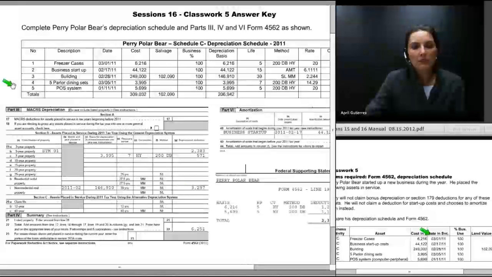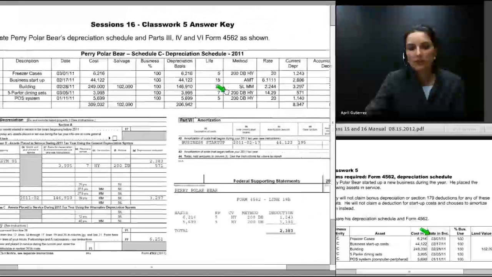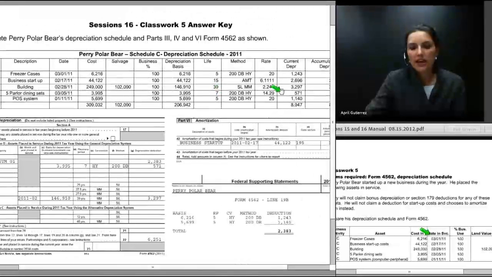Moving over to the 5 parlor dining sets, cost $39.95. The depreciable life is 7 years, 200% declining balance with a half-year convention, and a deduction of $571, which you can see we followed through and entered right here. Then we have the point of sale system, and that system has a cost of $5,699, a 5-year recovery life, and 20% MACRS rate, leaving us with $1,140 of depreciation.